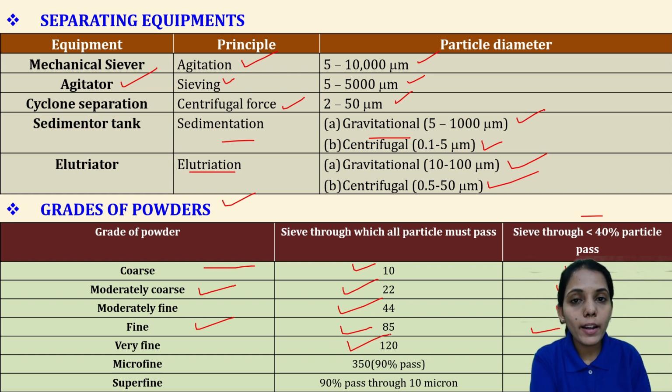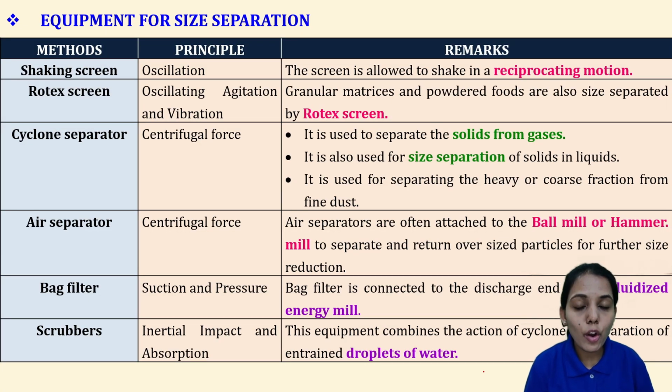Very fine means all the particles should pass through 120. Microfine means 90% should pass through 350. And superfine means 90% pass through 10 micron. Now this is not a sieve number, this is actually the particle size, 10 micron. So these are the grades of powders. Based on which sieve number they pass through, the powders are categorized as fine, superfine, coarse, moderately coarse, like that.